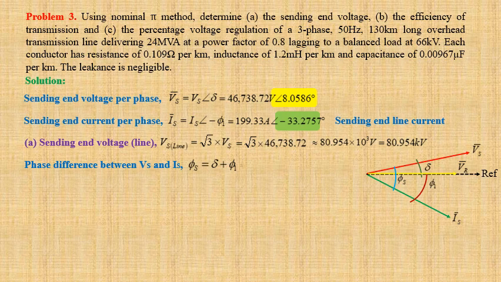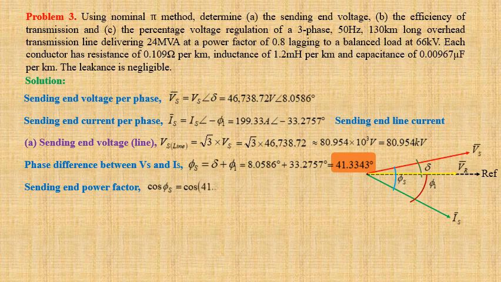Phase difference between Vs and Is, phi s equals delta plus phi 1. Using values we get 8.0586 degree plus 33.2757 degree, that gives us 41.3343 degree. Now we shall calculate sending end power factor. Cos phi s equals cos of 41.3343 degree, that gives us 0.751 lagging.